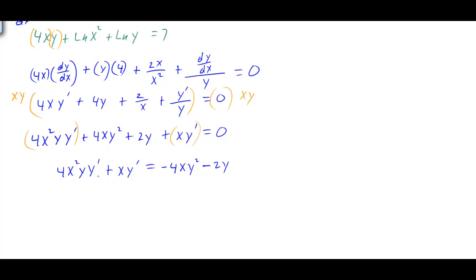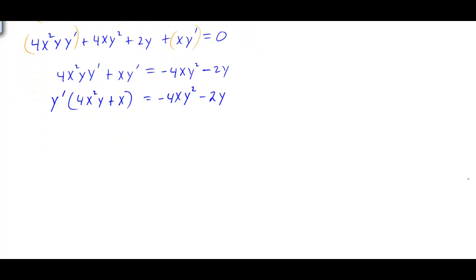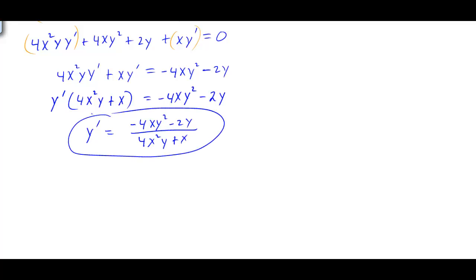Now, the reason for grouping our y primes together is that we can now factor out the common factor of y prime. So we have y prime times 4x squared y plus x, and that's still equal to the negative 4x y squared minus 2y. And now the advantage is we can divide everything else away, so we're left with y prime equals negative 4xy squared minus 2y, all divided by 4x squared y plus x. And we have our derivative with respect to x.